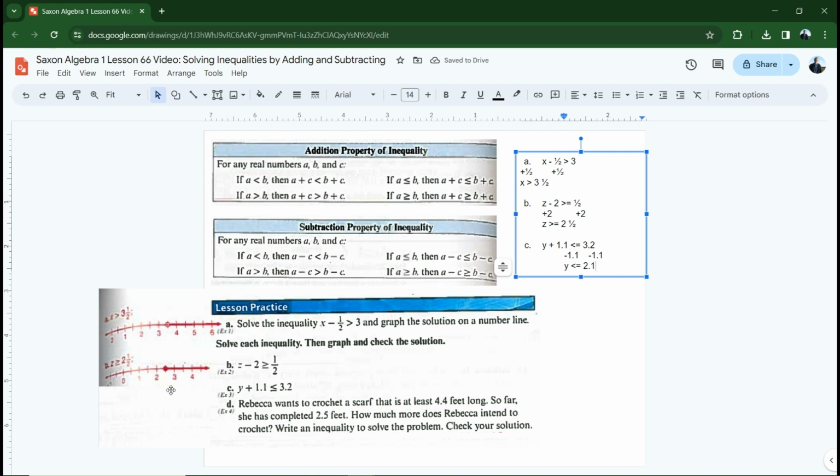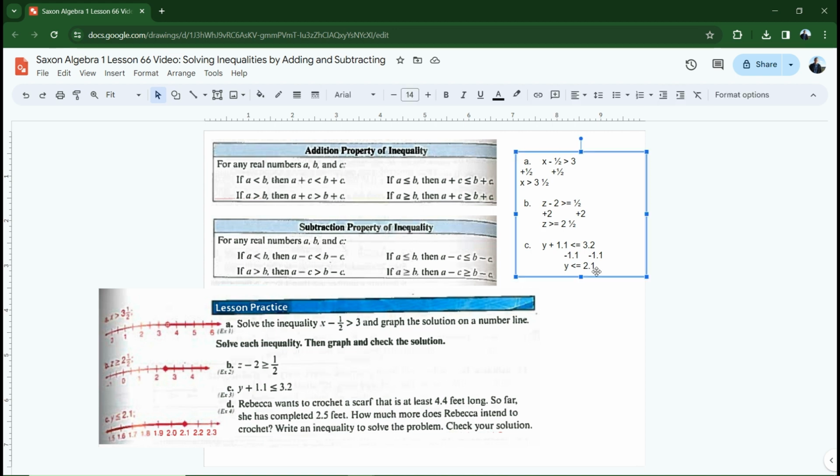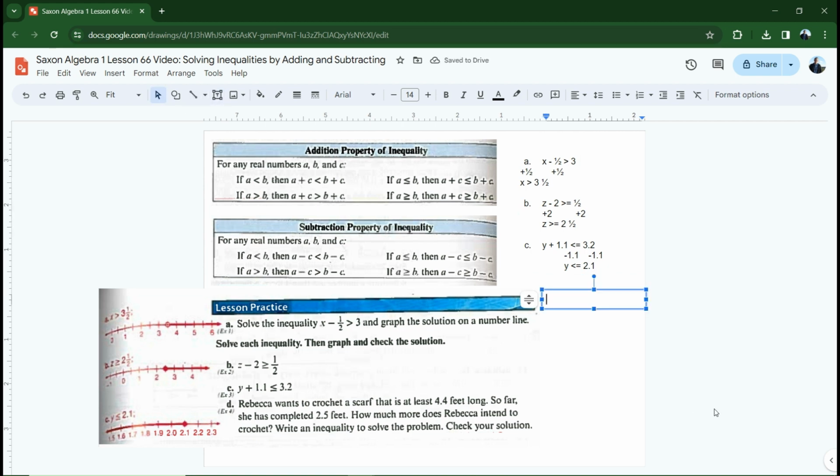That's a closed circle at 2.1, and then everything to the left is shaded. Let's see if we did this one correctly. And there it is, 2.1, everything to the left is shaded. All right, letter D. Rebecca wants to crochet a scarf that is at least 4.4 feet long. Well, I'm just thinking about this as it's written. It says the scarf is at least 4.4 feet long. That means that we're dealing with greater than or equal to 4.4 feet, right?